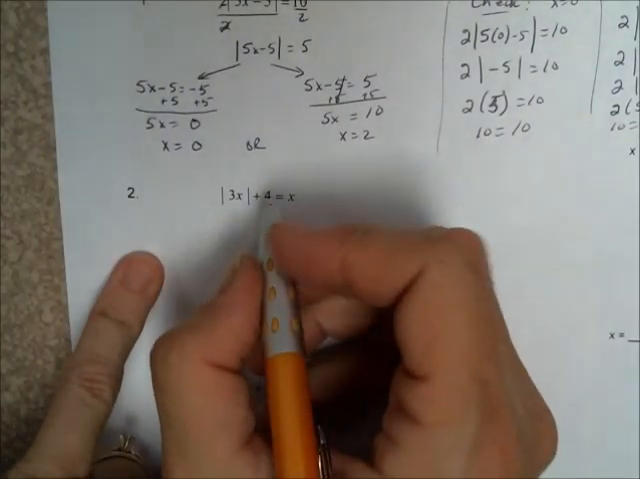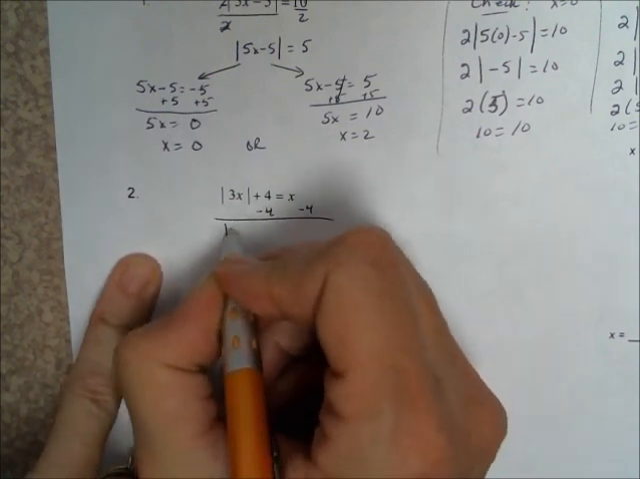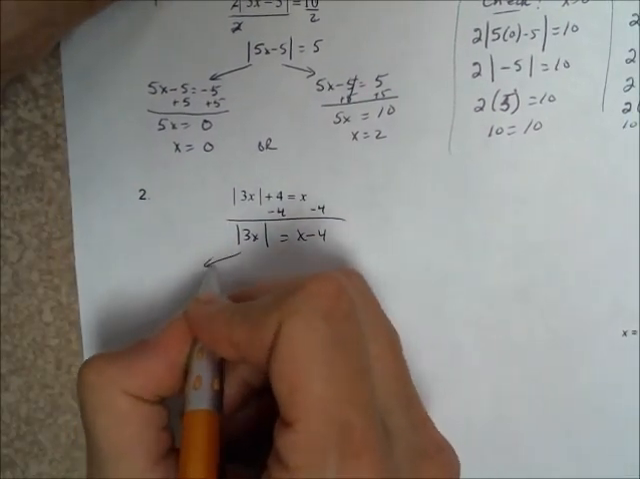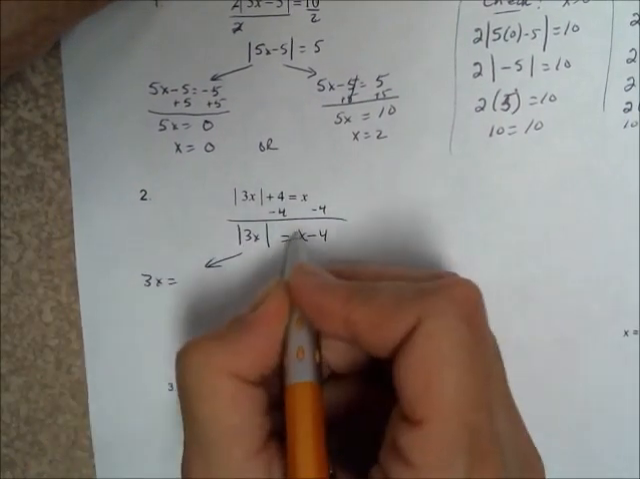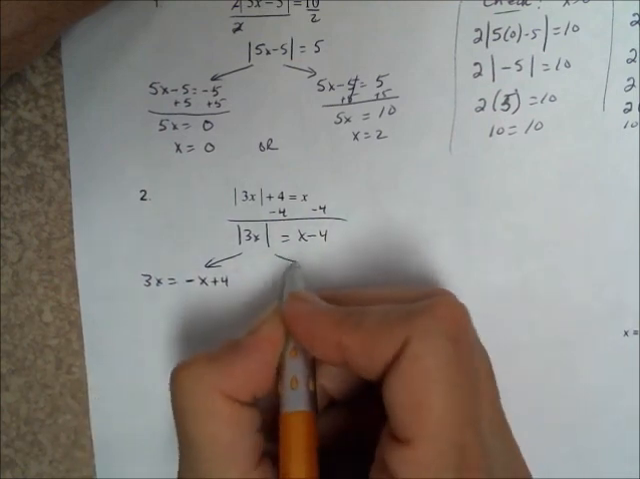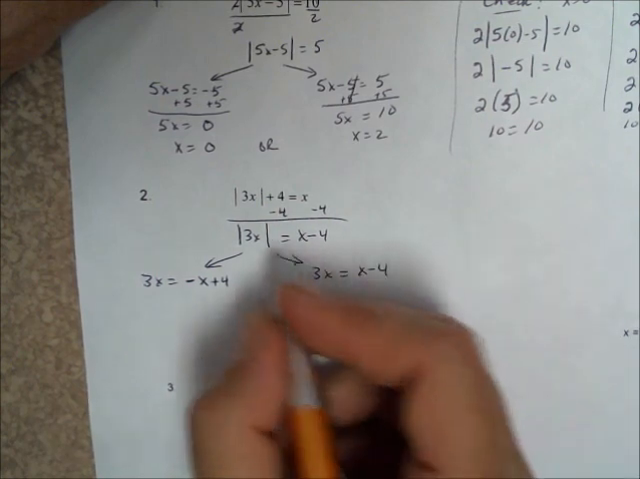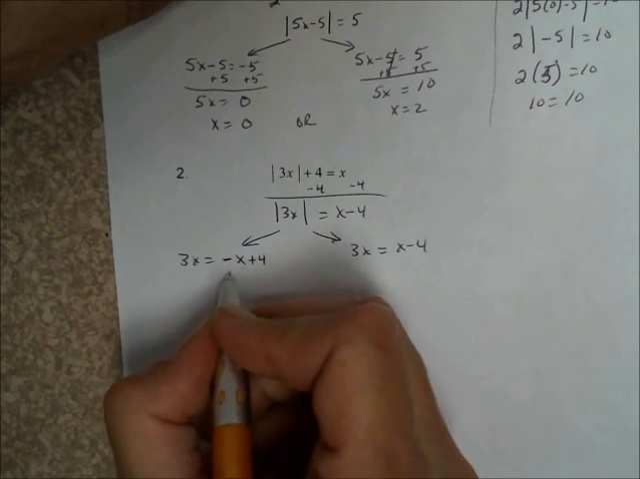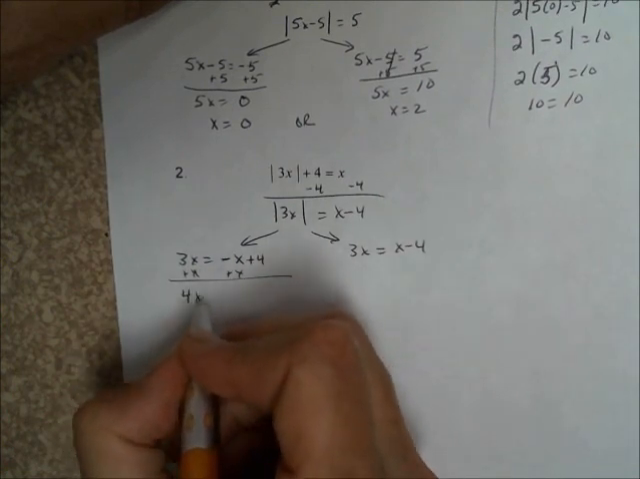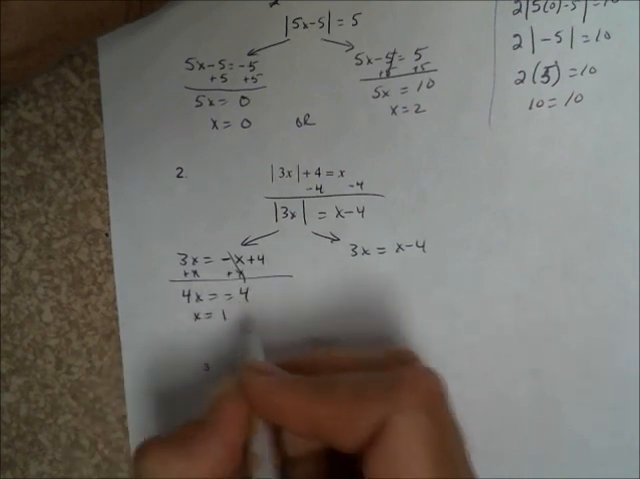In the next one, we have to isolate this by subtracting 4 from each side. So this says the absolute value of 3x is equal to x minus 4. On the left-hand side, 3x equals, now you have to negate this whole thing, so that should say -x plus 4. And over on the right-hand side, you keep it the same as x minus 4, just drop the bars. So to solve this, you're going to add x to both sides. 3x plus x is 4x. 4x equals 4. Divide both sides by 4, x equals 1.